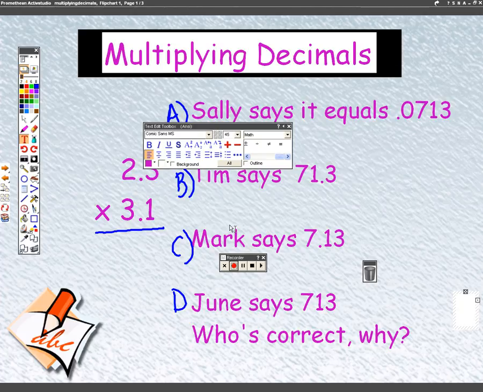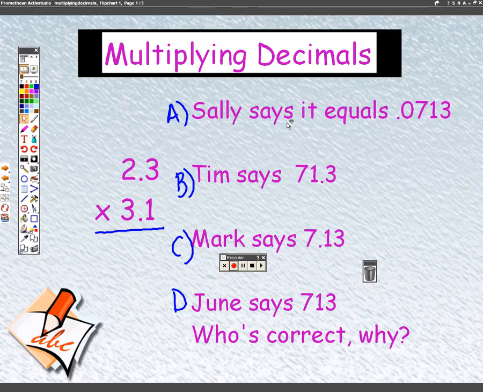Good morning. Today we're working on multiplying decimals. And we have the problem 2 3/10 times 3 1/10. Sally says it equals 0.0713. Tim says 71 3/10. Mark says 7 1300ths. June says 713. Who's correct and why? I'll give you a second to think about it.